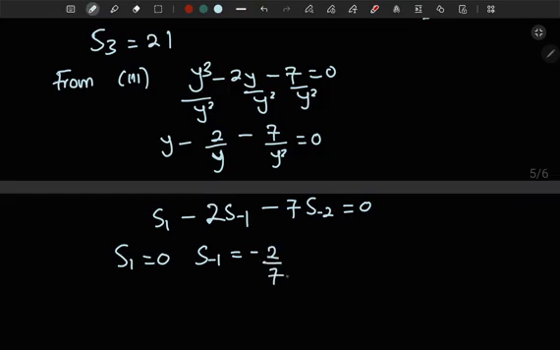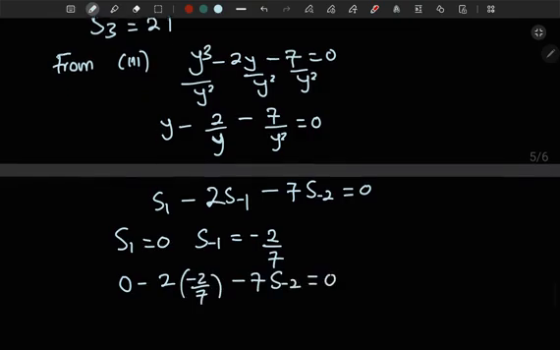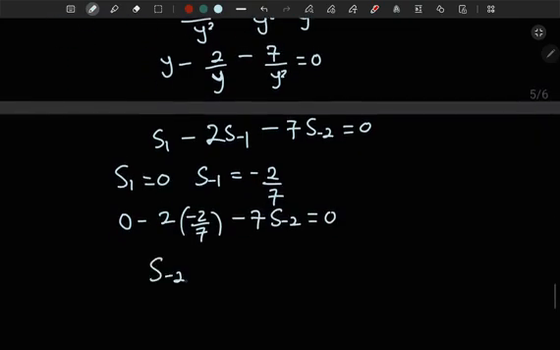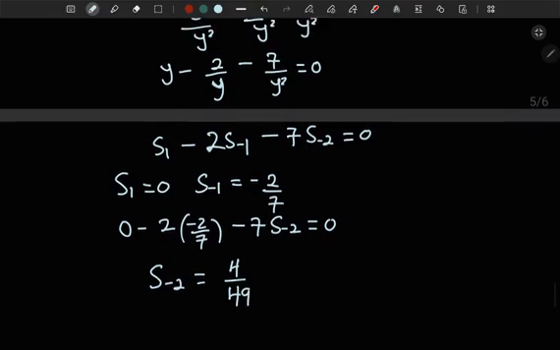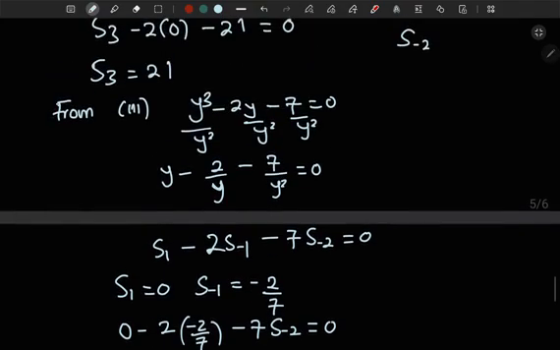Minus 2 over 7. Okay, so make the substitution there. We have 0 minus 2 times minus 2 over 7, then minus 7x subscript minus 2 equals 0. So you therefore have x subscript minus 2 to be 4 over 49. And that's the final answer to that question. Okay, and that's the end of the class.